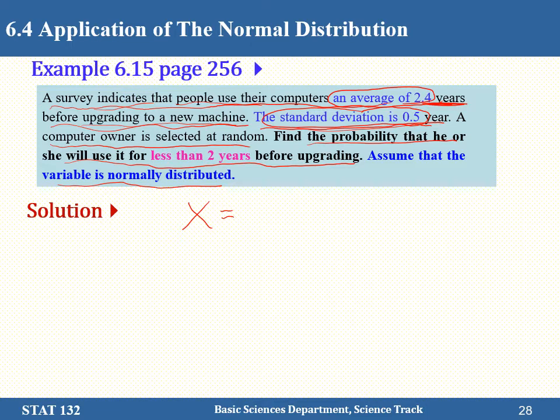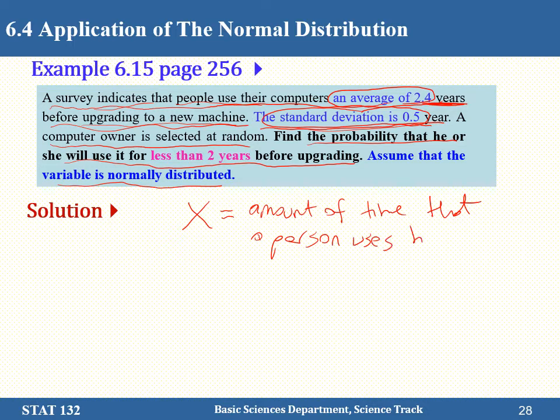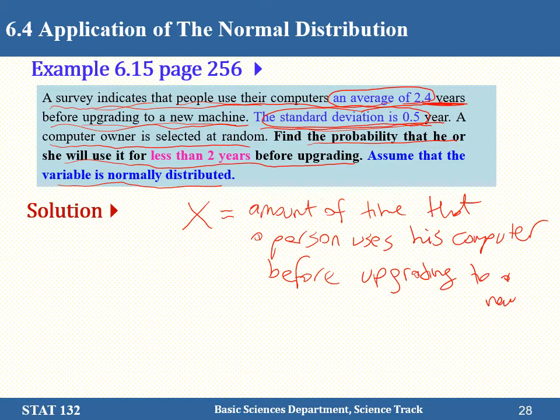I mean, you can write it in different ways. And this is the amount of time, let's say, that a person uses his computer before upgrading to a new machine. Okay, before buying a new machine, new one.